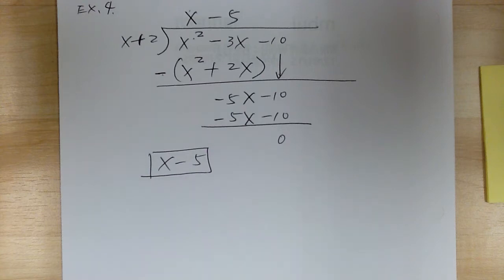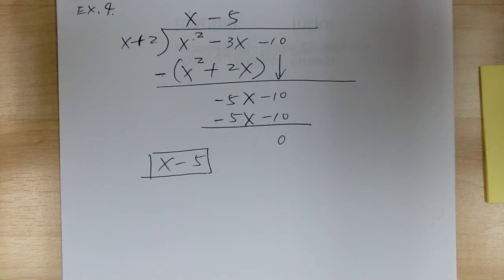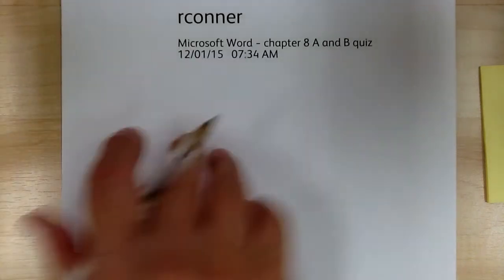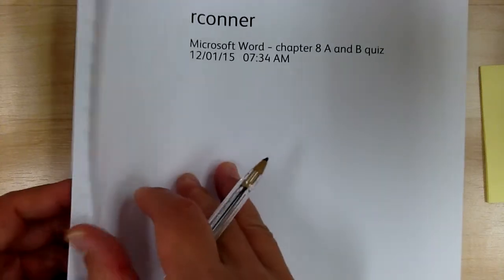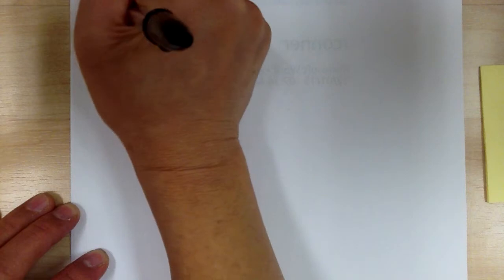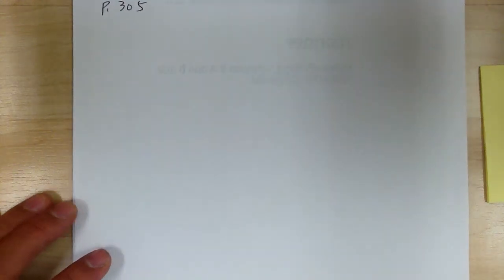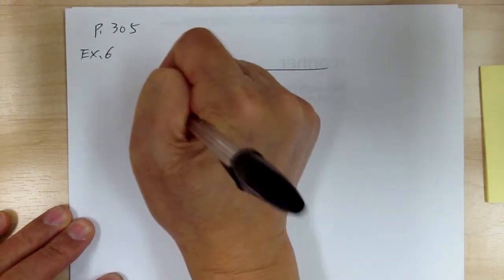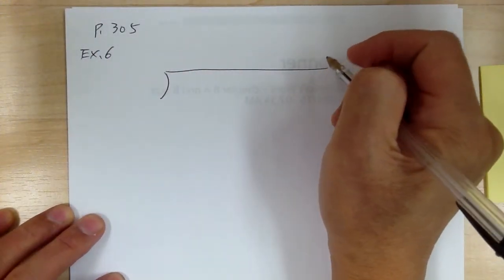Okay, let's go to the next example. Let's go to example 6. So let's go to page 305, example 6. So again, division, make sure you arrange everything in order.